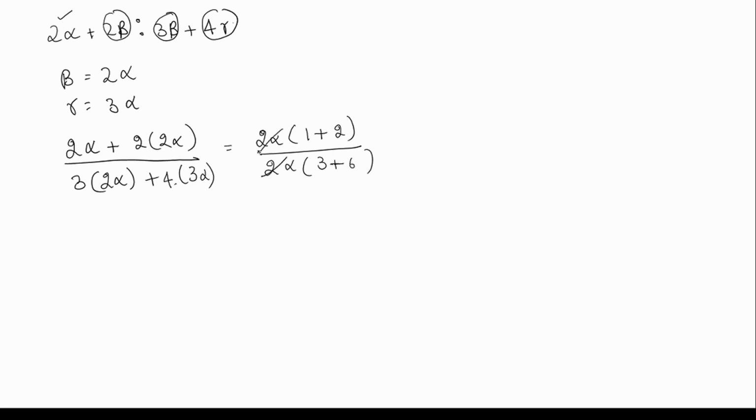2 alpha and 2 alpha will get cancelled. So 2 plus 1 is 3. 6 plus 3 is 9. So 3 ones, 3 threes. So their ratio is 1:3. So the option is C.